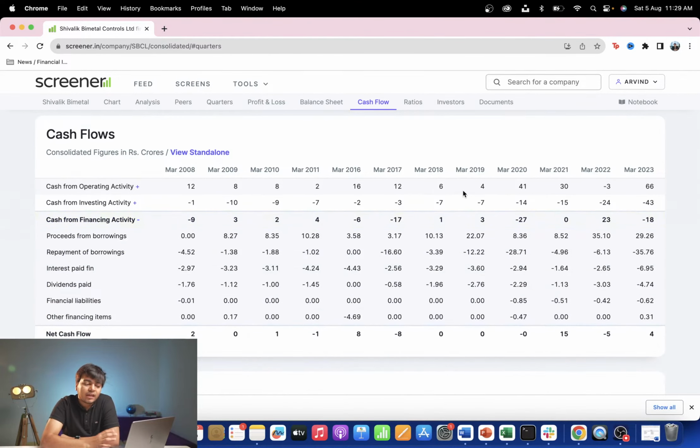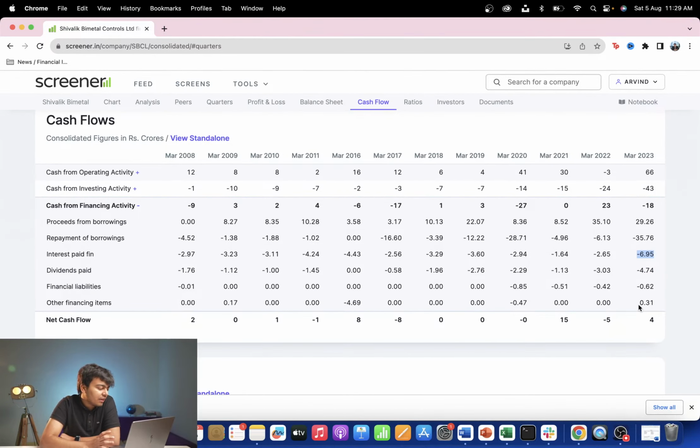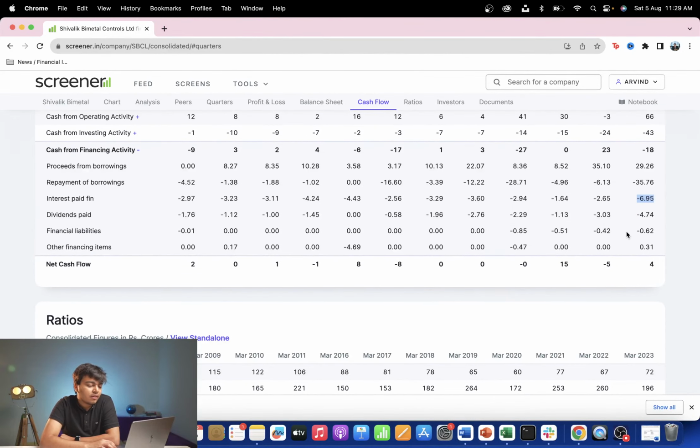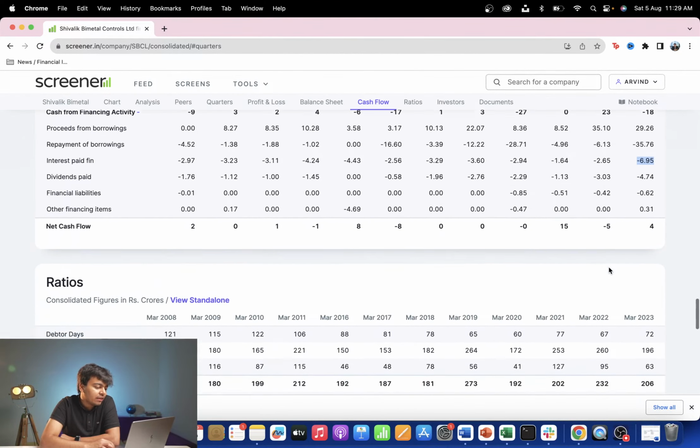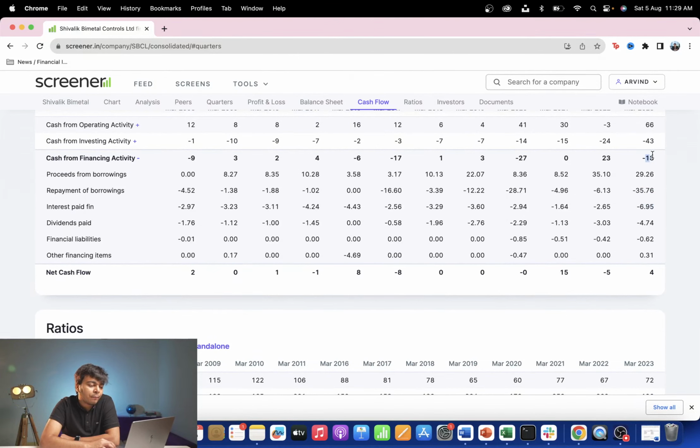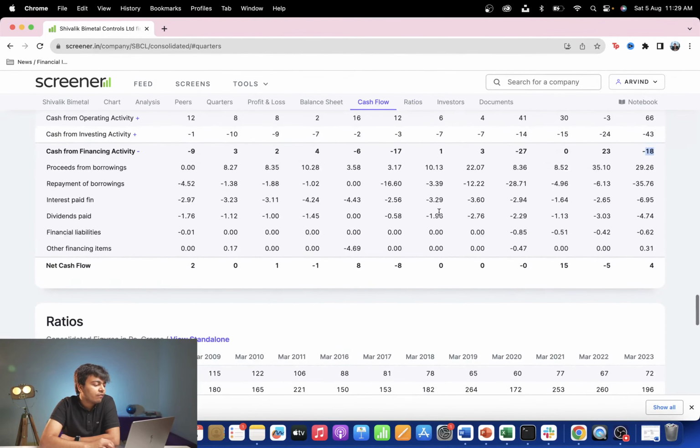Now let's dig in deeper and see why we have a minus 18 cash flow from financing activity. The one thing that the company has done is repayment of its borrowings. So again, the money has gone out, hence it's a negative cash flow. Then a dividend of about 5 crores has been paid, which is again a negative cash flow. Interest is paid on the amount borrowed previously, so again that is a negative cash flow. Then we have some financial liabilities that we met in the last year, so that is again there, and in totality we have a minus 18 cash flow. Alright, so again very important.